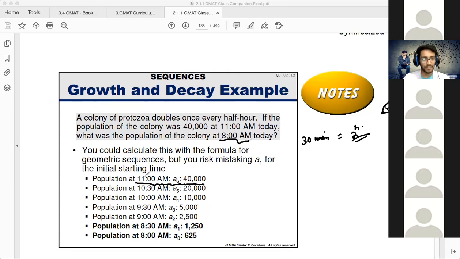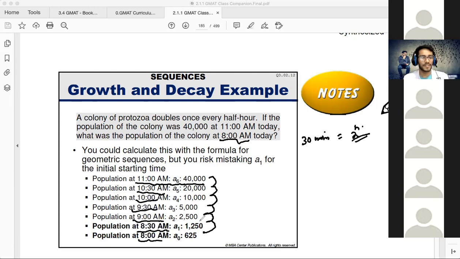So 11 a.m., 10:30 a.m., 10 a.m., 9:30 a.m., 9 a.m., 8:30 a.m., 8 a.m. How much am I going back? I'll go in reverse. 30 minutes is double, so if I go 30 minutes back, it will be half. We are going backwards, so we will halve it. If you are going forward, you will double it. So this was a very easy problem.